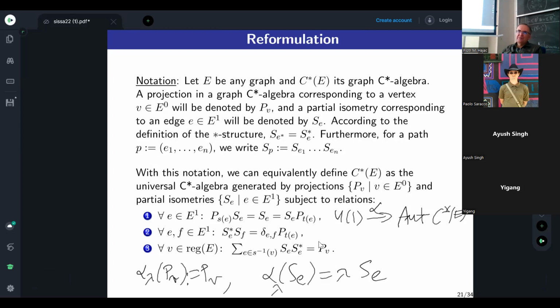Okay. So this action is well defined by the universality of the system. And this is the so-called gauge action. So can we think of this as a grading? Yes, of course. Very good point. Thank you.